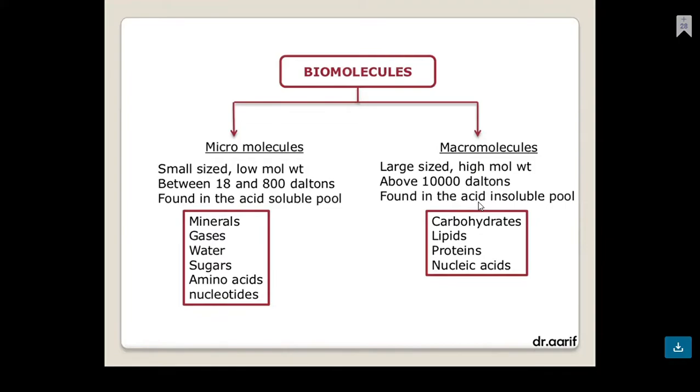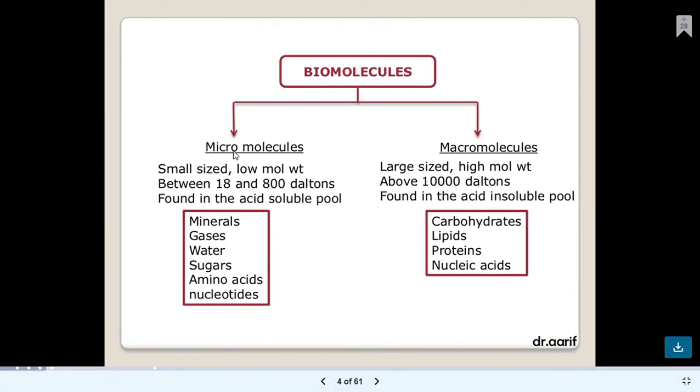So again, biomolecules are classified into two categories. One you have micromolecules, and the other one you have macromolecules. Micromolecules, from the term micro, you can say they are small in size and they have low molecular weight, that is between 18 and 800 daltons, and they are found in the acid soluble pool. Whereas macromolecules, from the word itself, macro means large, the size is large, and they have high molecular weight, above 10,000 daltons, and they are found in the acid insoluble pool.